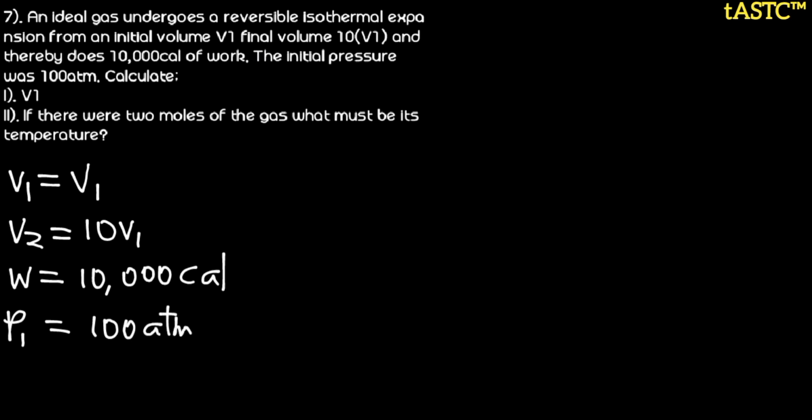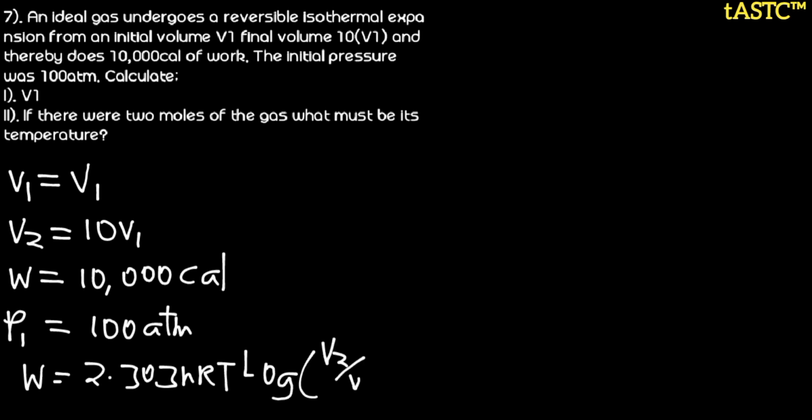So we are required to find what is going to be V1. How can we find V1? Now we know that this is an isothermal process. So for an isothermal process, we must have that W is equal to 2.303 nRT multiplied by log of V2 divided by V1. That is what we should have. Now, it happens that we do not really know what V1 is, but we can find something from here. So let us try to do that.